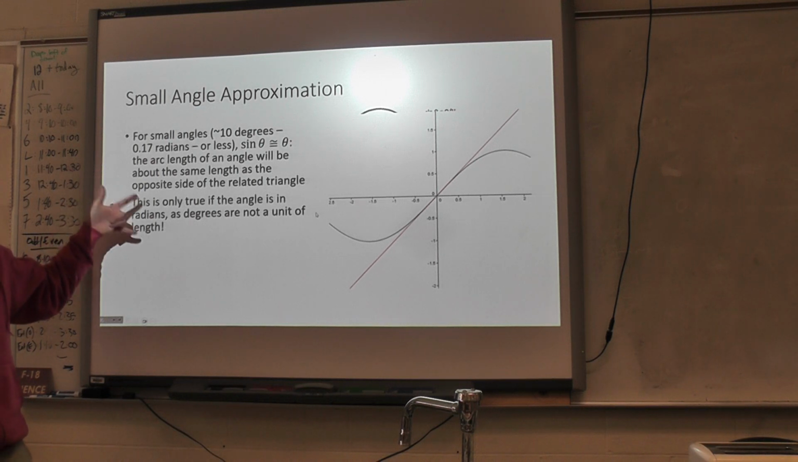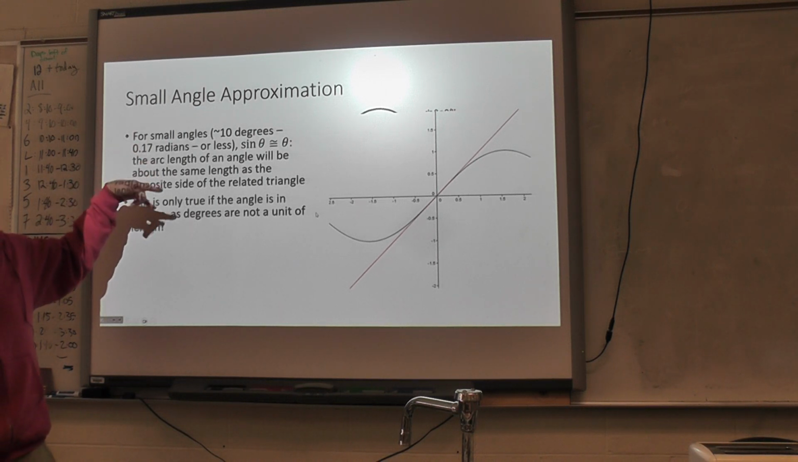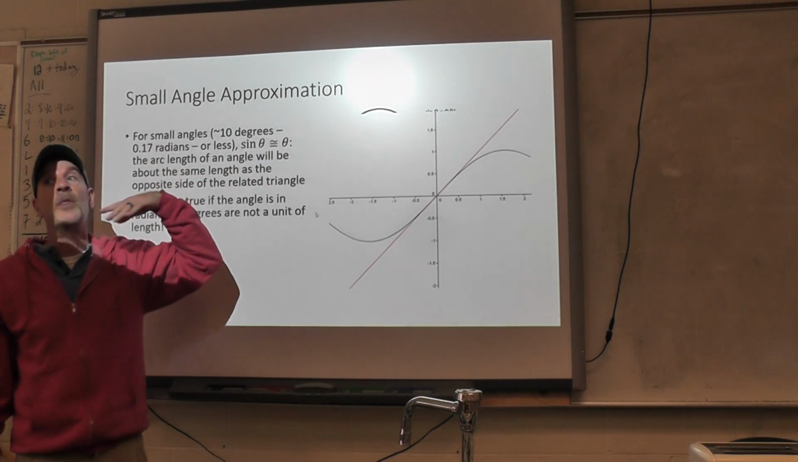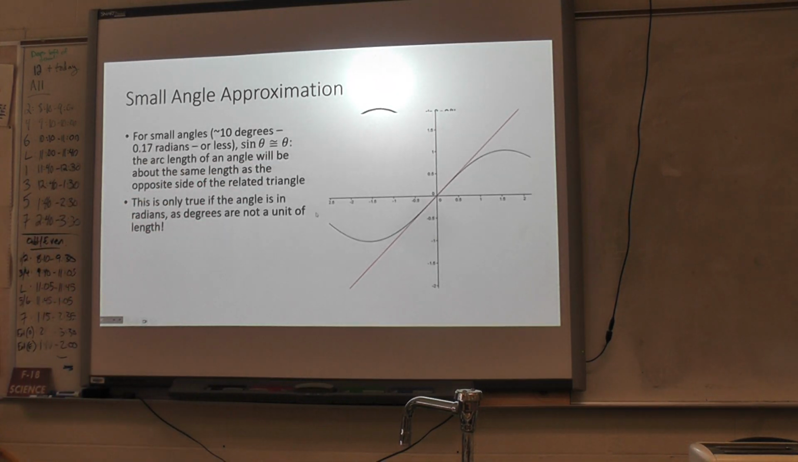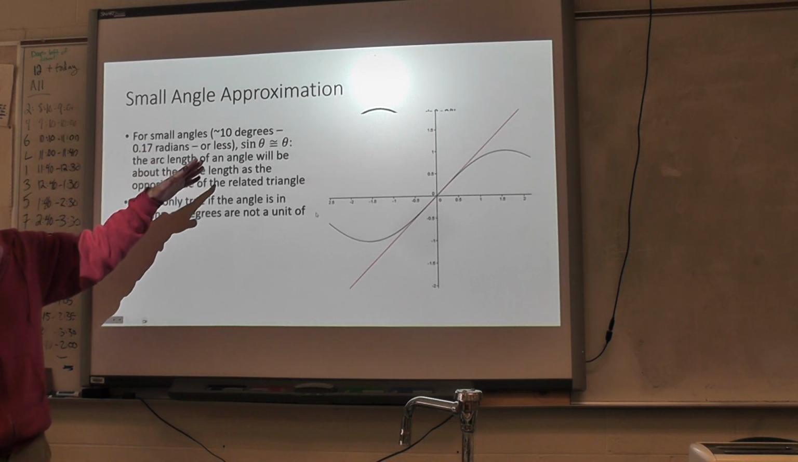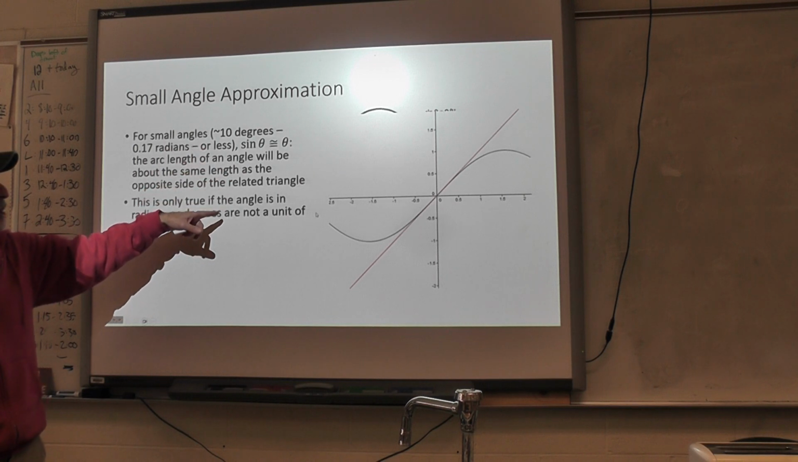Okay? If you measure your angle in degrees, the small angle approximation still works, but then the sine of the angle won't be equal to the angle. The sine of the angle will be equal to something close to 2 pi times the angle divided by 360. So we'd have to do a little bit of conversion.